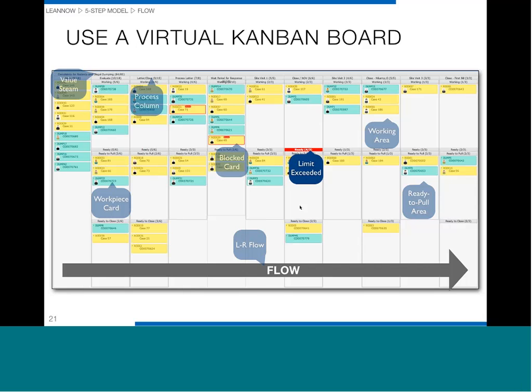Here's one where the number of cards in the sub-column has been exceeded, and it's turned that area red, which tells us that that's going to be a blocking process here in a short amount of time unless we fix the problem. So that's the idea of the virtual Kanban board, and that's kind of like the heart and soul of the LeanNow management system, to use these boards to track our flow.